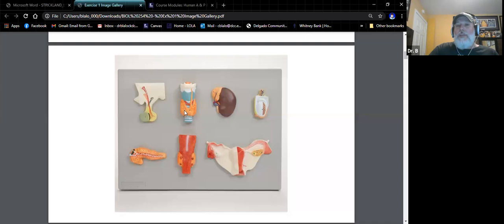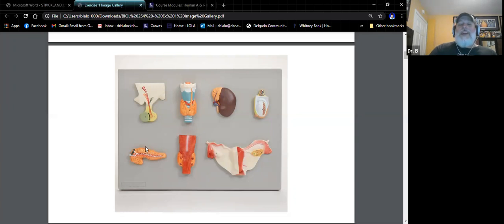This is the posterior of this. So what we see is the backside of our thyroid glands. And on the thyroid glands, on each lobe, we have two parathyroid glands, which is what these two little guys are on both sides. And lastly, this guy right here is the pancreas.